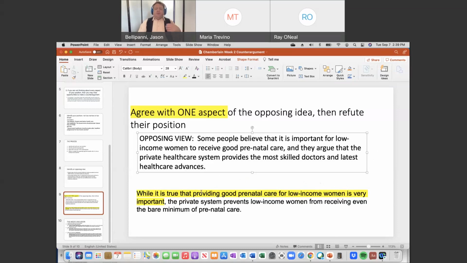I say, while it's true that providing good prenatal care for low-income women is very important. So that's what I identified, that both of these positions agree that it's important to get good prenatal care to low-income women. And then I'm going to say, while I do agree with that, the private system prevents low-income women from receiving even the bare minimum of prenatal care. And I can go on to talk about how it's expensive and exclusive and all that other stuff. So that's one example of finding something that you can agree with.